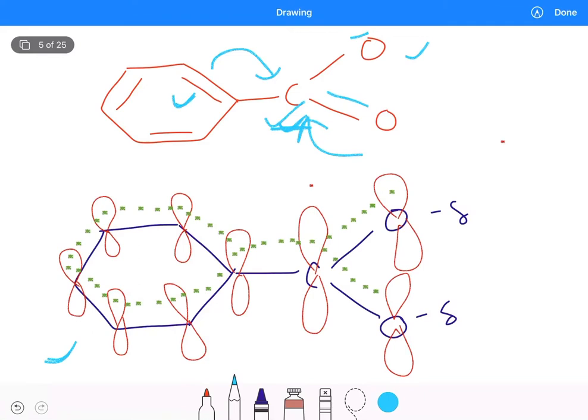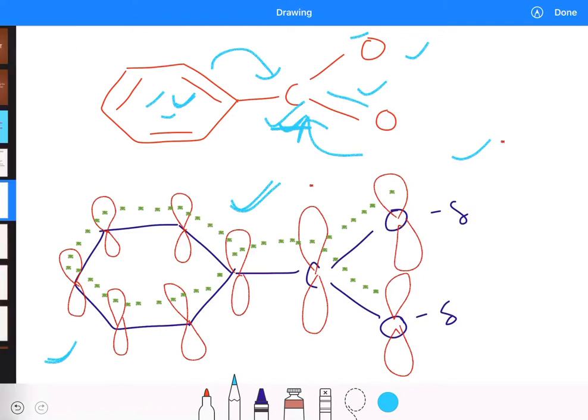We are showing that here. The green dotted line represents the delocalization of pi electrons. Which pi electrons? Here 3 pi clouds and 1 pi cloud here. So all the 4 pi clouds are distributed among these atoms. Is it correct? Okay. Now see this.